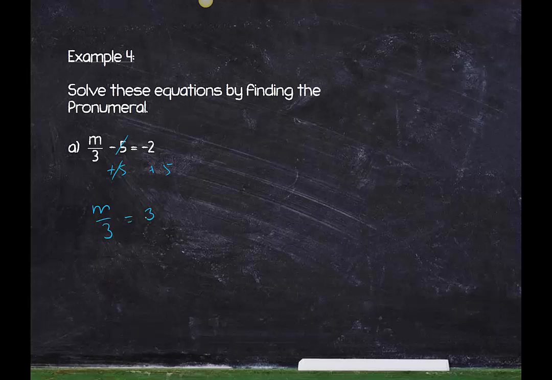Now this is m divided by 3. The opposite to divide by 3 is times 3. And these 3's cancel down, so m equals 9. Let's check that out. 9 divided by 3 is 3. 3 take away 5 is minus 2.